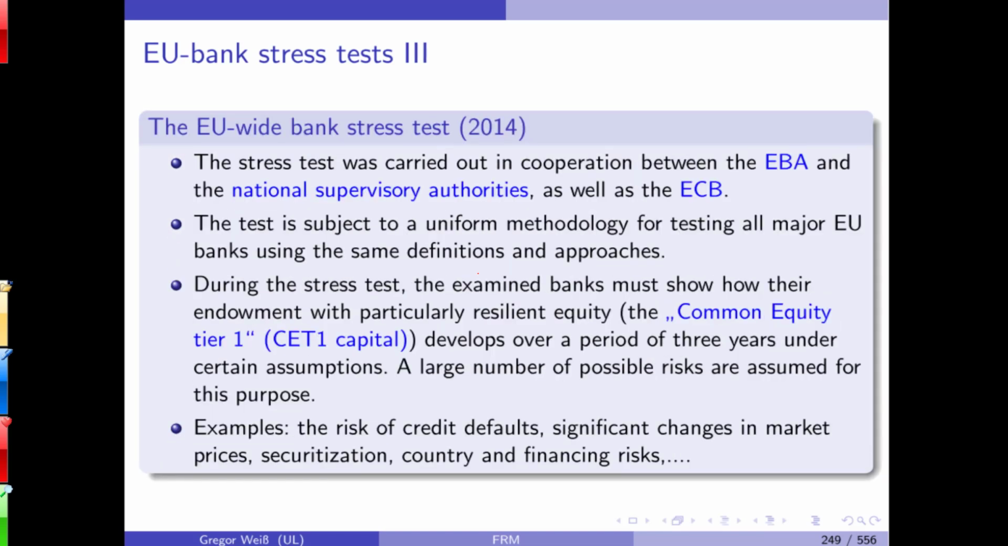And the stress test was carried out in cooperation between EBA, national supervisory authorities, European Central Bank, and national central banks. The test is subject to a uniform methodology for testing all major EU banks. And during the stress test, the examined banks must show how their endowment with particularly resilient equity, that's the CET1 capital, Common Equity Tier 1 capital, meaning best of the best, develops over a period of 3 years under certain assumptions. A large number of possible risks are assumed. For example, the risk of credit defaults, significant changes in market prices, securitization, country risks, financing risks, very elaborate test.